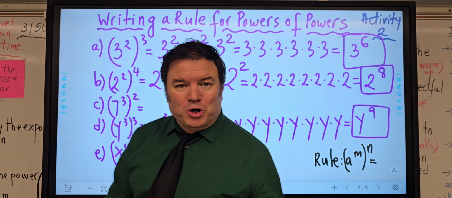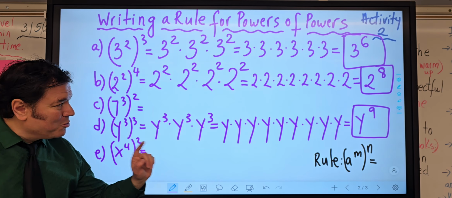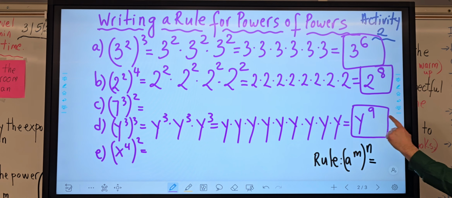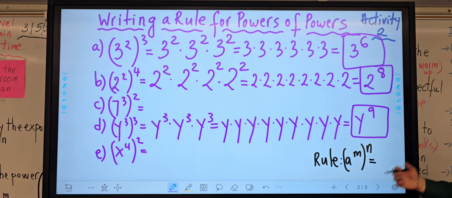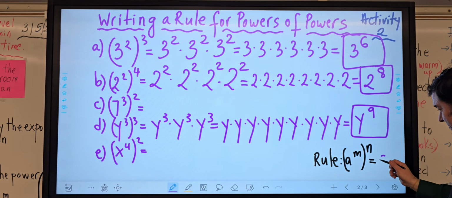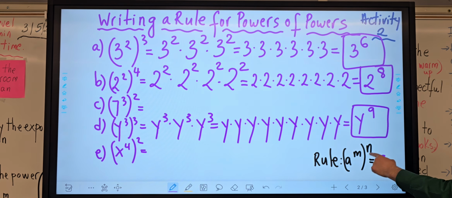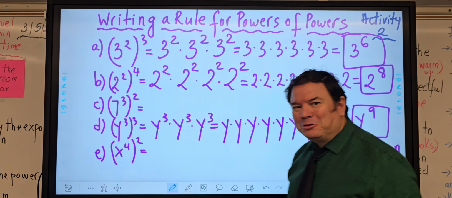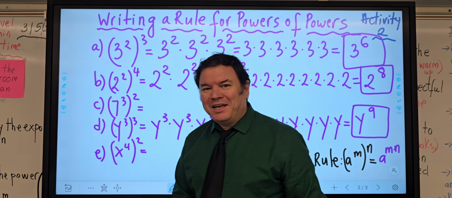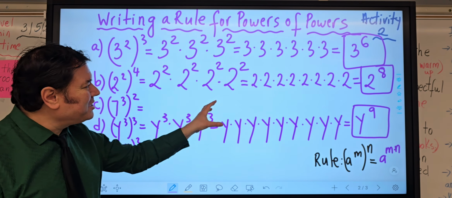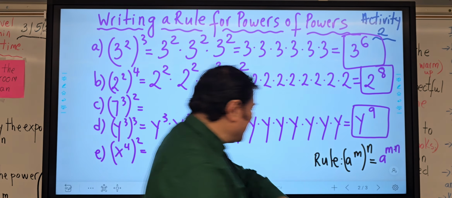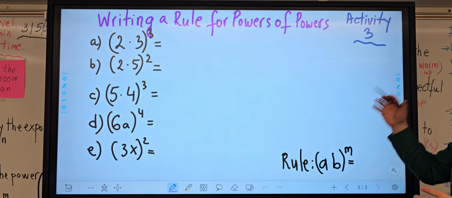So in general terms, to come up with a rule, if we have a to the power of m, all to the power of n, the final answer would be the base a, and we are multiplying the exponents, to the power of m times n. So a to the power of m times n, and again we used inductive reasoning to come up with that rule. And let's take a look at our last activity here, activity 3.